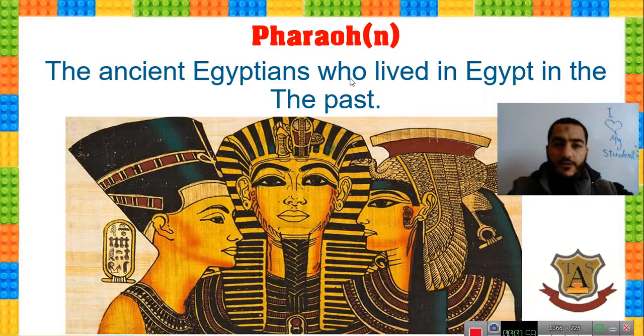Next, pharaoh. The h is silent, don't say it. Pharaoh. We can make it plural, it's countable. Pharaohs. The pharaohs were the ancient Egyptians who lived in Egypt in the past, as you see in the picture. These are the ancient Egyptians. Pharaohs. Okay, next.